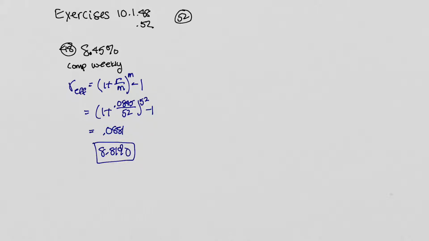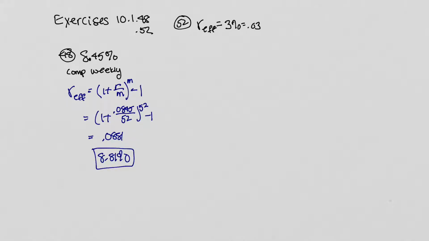Now in problem 52, we're asked to find the nominal rate corresponding to an effective rate. So here's what we're given. We're given that the effective rate is 3%. That's 0.03. So we want to find the nominal rate. So let's start by writing our formula. We'll have R_EFF is equal to (1 plus R over M) to the M minus 1.